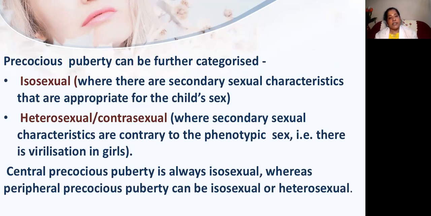Now, it can be further categorized into isosexual or heterosexual variety. Isosexual is where there are secondary sexual characteristics which are appropriate for the child's sex, while heterosexual or contrasexual is where secondary sexual characteristics are contrary to the phenotypic sex. That is, if the phenotypic sex is female and there is virilization, it is known as heterosexual precocious puberty. Central precocious puberty is always isosexual, whereas peripheral precocious puberty could be isosexual or heterosexual.